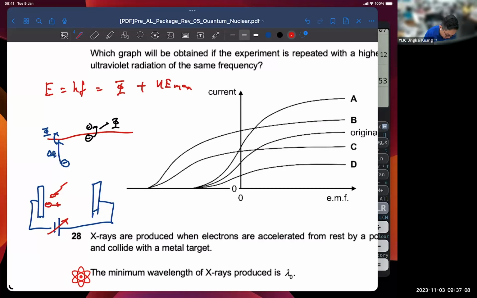Then of course I put a milliammeter in the middle here, and I can also measure the EMF directly like that. Okay, so this one.